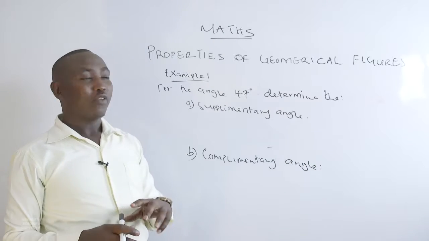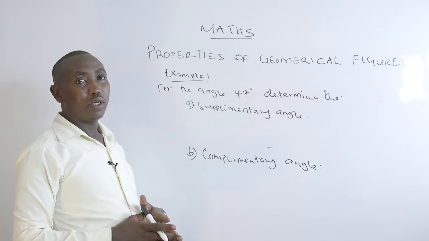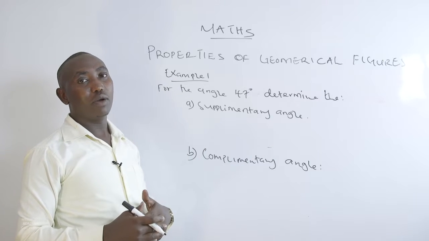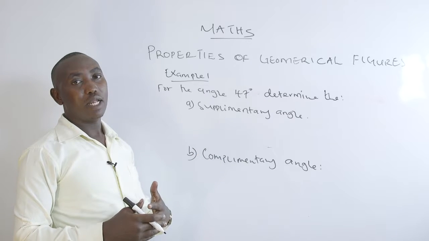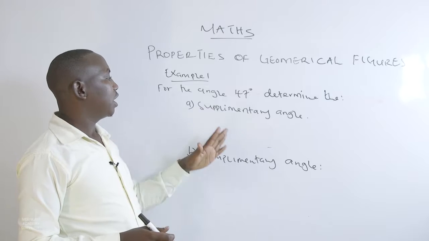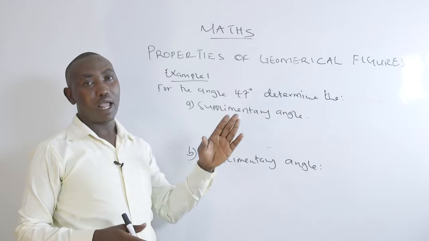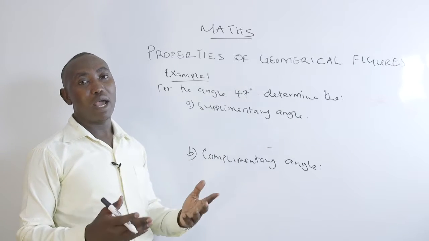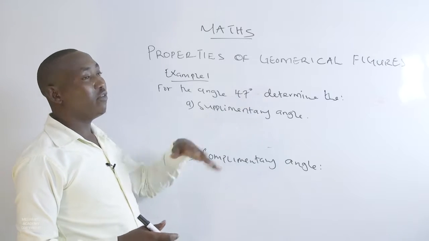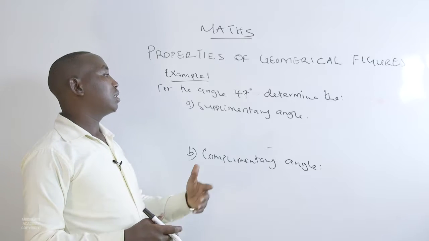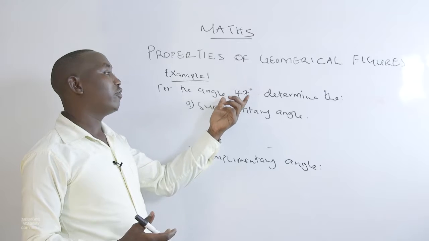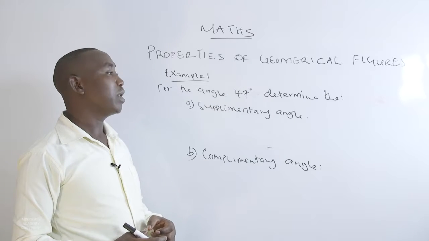So from our previous discussion, we had talked about supplementary and complementary angles, plus the angles at a point, that is a revolution, and vertically opposite angles, where we said supplementary angles are angles that total up or add up to 180 degrees. And therefore, if you already have 47 degrees, that means for you to get the other angle that will supplement it, you must subtract the 47 degrees from 180 degrees.